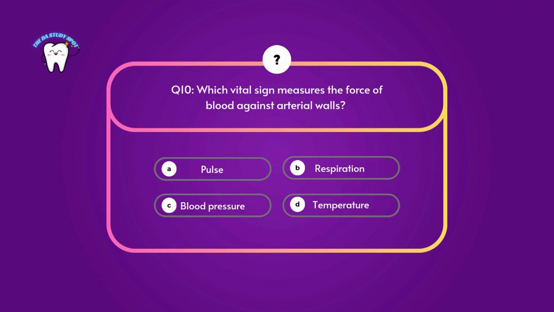Question 10. Which vital sign measures the force of blood against arterial walls? A. Pulse. B. Respiration. C. Blood pressure. D. Temperature.